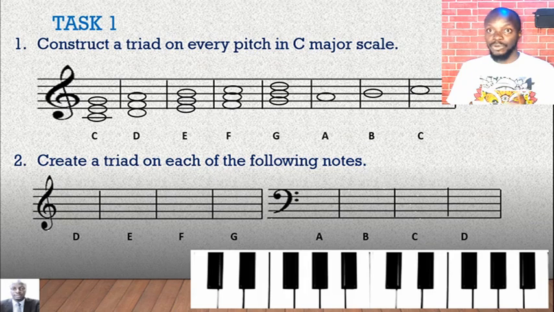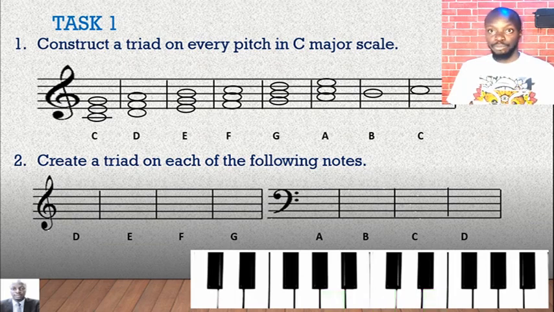Right. Now let's go to the next one. The next one, to build a chord on A. So A is the root, right? A is the root. So you look for the third from A, which is C, and the fifth from A, which is E. So there you have A, C, E. So that's the chord. Okay.